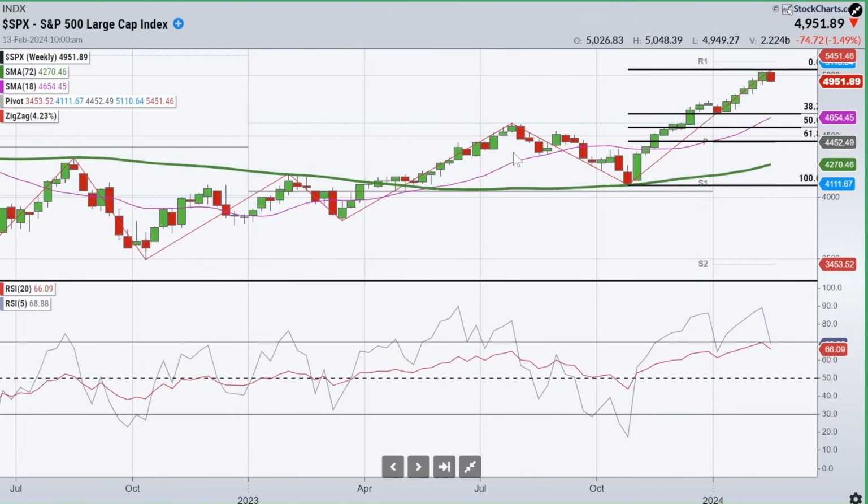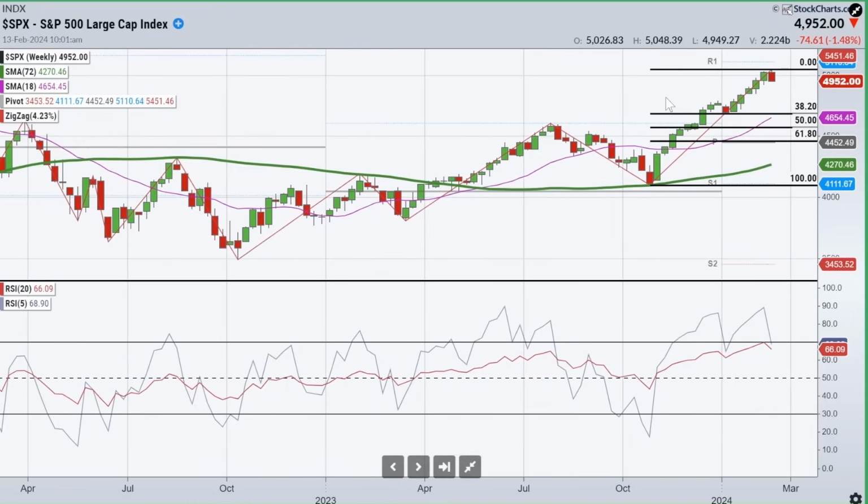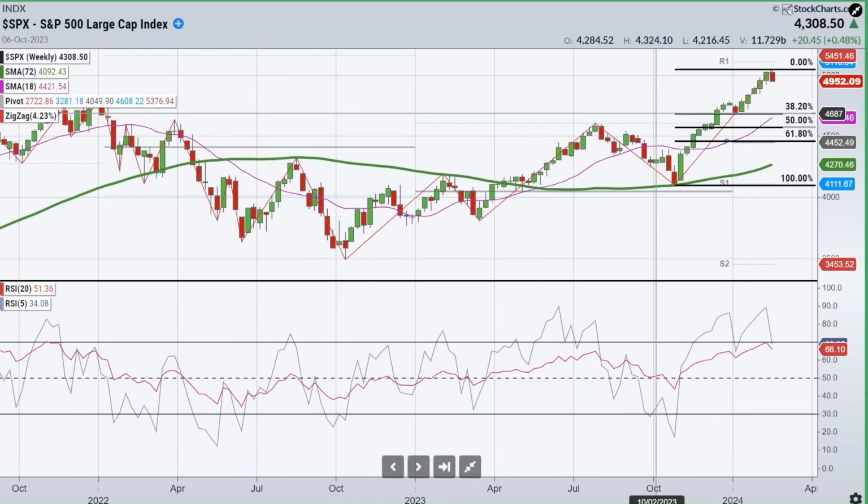If we go and look at the fib grid, we've got this from this low to this high. This is the grid that I like to use. Between 38% and 62% would be a normal correction. Most times we're going to hold the 50% mark if we're going to continue higher. We can come down to the 61% and still continue to the upside. But typically, when we're in a strong trend, we'll hold this 38% retracement, or maybe dip down to the 50% retracement just briefly.